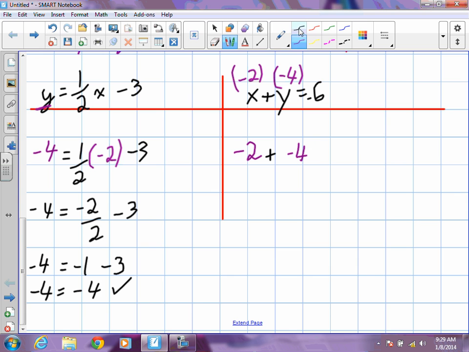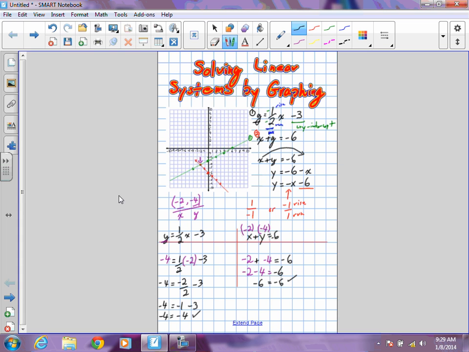Now remember, if I have a positive and a negative beside each other, how can I simplify that? Right, we just make it a negative. Equals negative 6. Okay. And what is negative 2 minus 4? Negative 6. Does the left side equal the right side? So that point exists on that line. So we know this is truly the point of intersection. We've gone about checking. Okay?